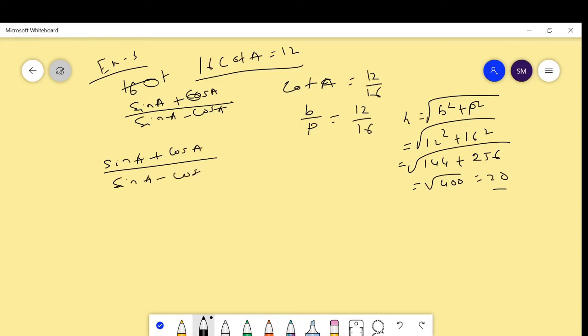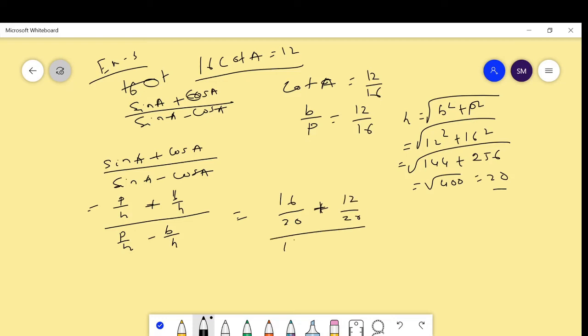Sin A plus cos A upon sin A minus cos A. Sin A is P by H, cos A is B by H. Here P is equal to 16 and B is equal to 12. So we get 16 upon 20 plus 12 upon 20 upon 16 upon 20 minus 12 upon 20.